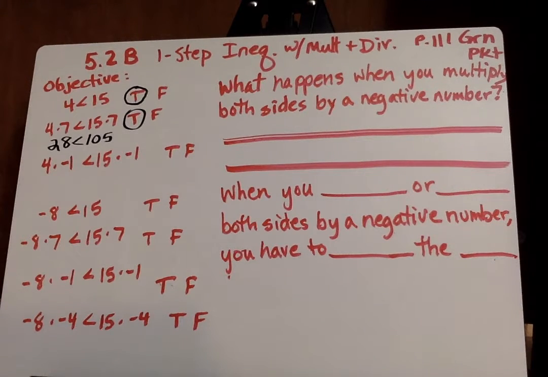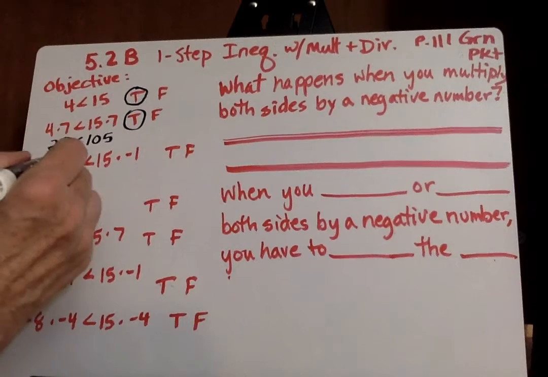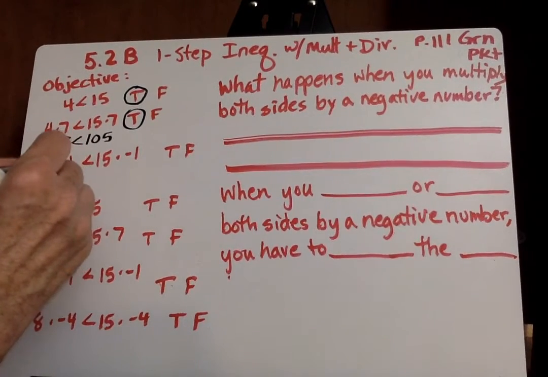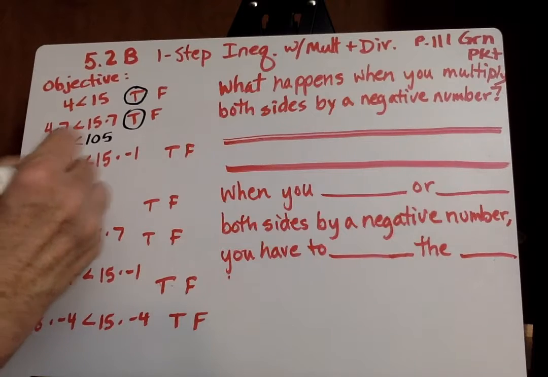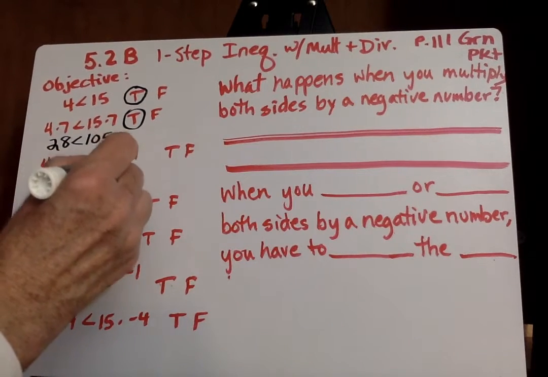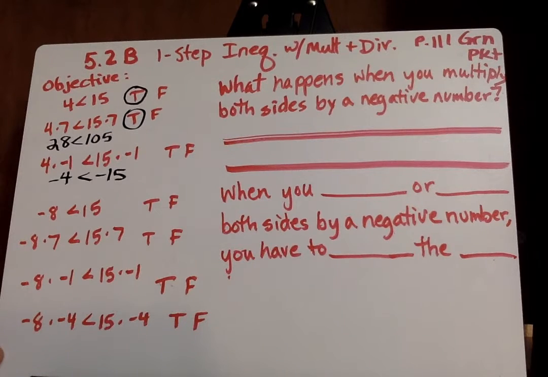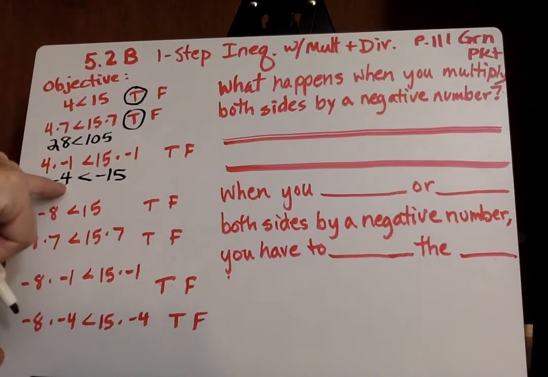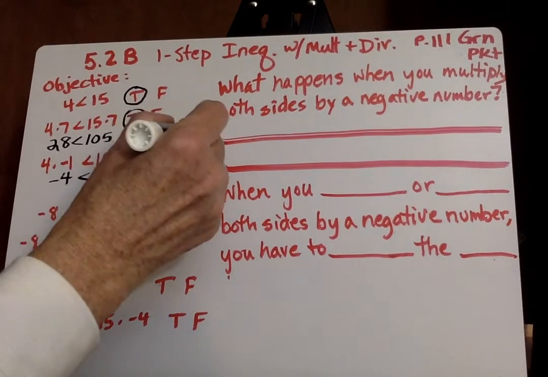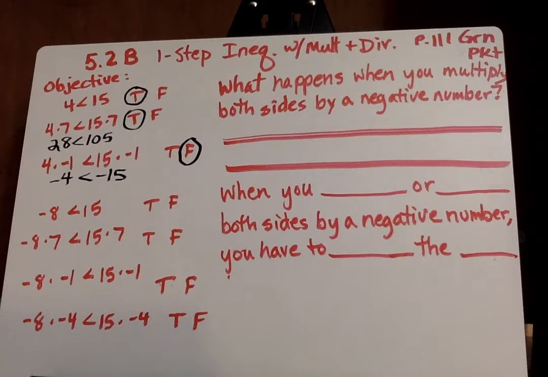Now, we multiply both sides by a negative 1. 4 times negative 1 is negative 4. Is that less than 15 times negative 1, which is negative 15? So, in other words, would you rather have a $4 loss or a $15 loss? I think we'd rather have a $4 loss. Is negative 4 less than negative 15? No. That is a false statement right there.